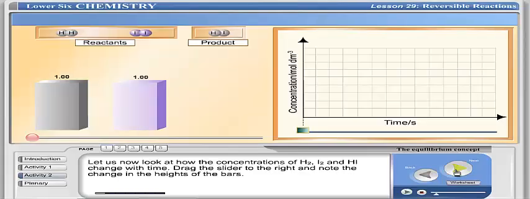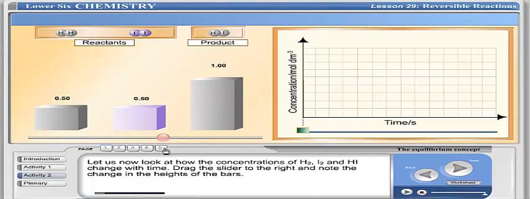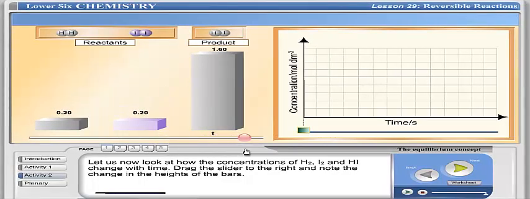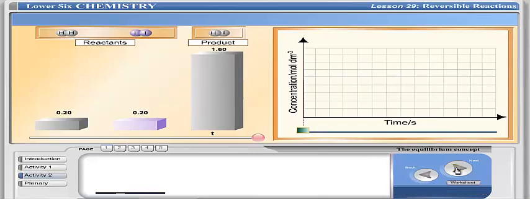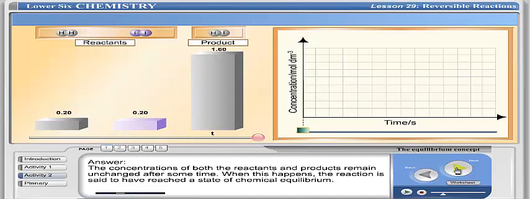Let us now look at how the concentrations of hydrogen, iodine, and hydrogen iodide change with time. Drag the slider to the right and note the change in the heights of the bars. What do you notice about the change in the concentrations of the reactants and products? Answer: the concentrations of both the reactants and products remain unchanged after some time.